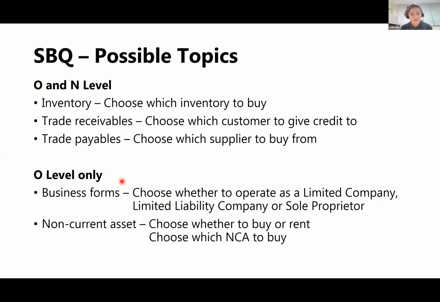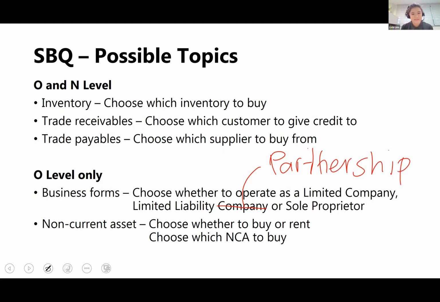For O-level students, you have 2 additional topics: business forms. So you have to choose whether to operate as a limited liability partnership, sorry, not company, but partnership, or a sole proprietor.